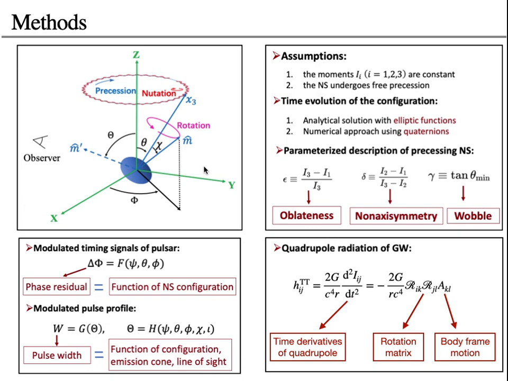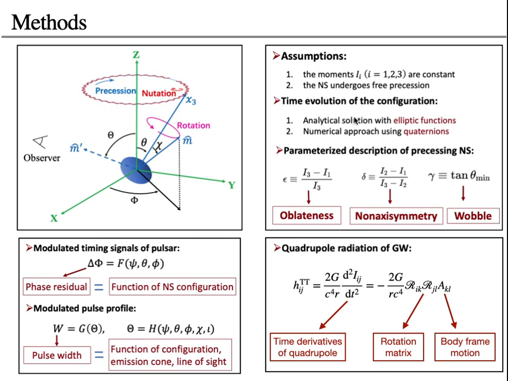The motion can be separated into three kinds. First is the rotation around one of the principal axes. Second is the precession around the angular momentum of the neutron star. Third is the nutation, which means that the wobble angle theta will change during the precession.